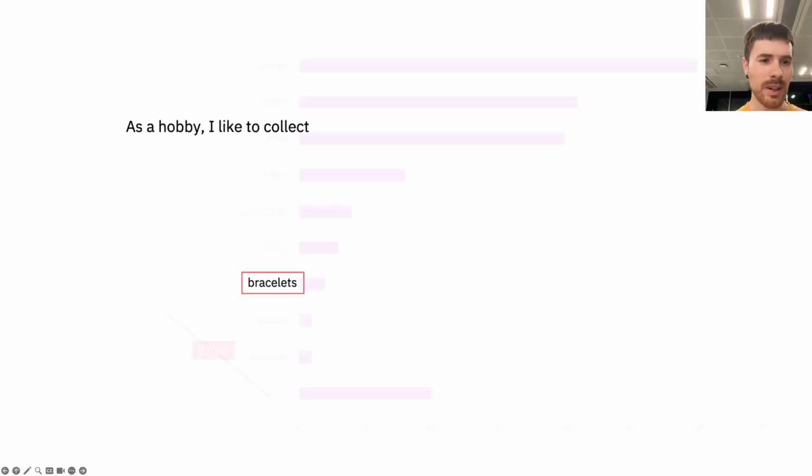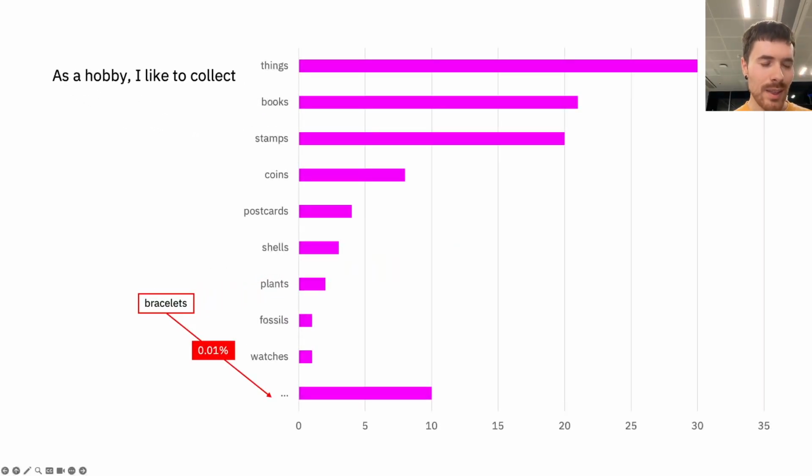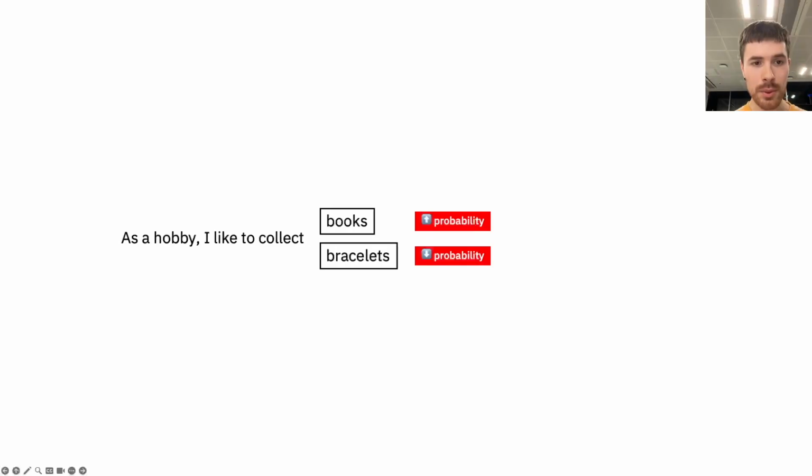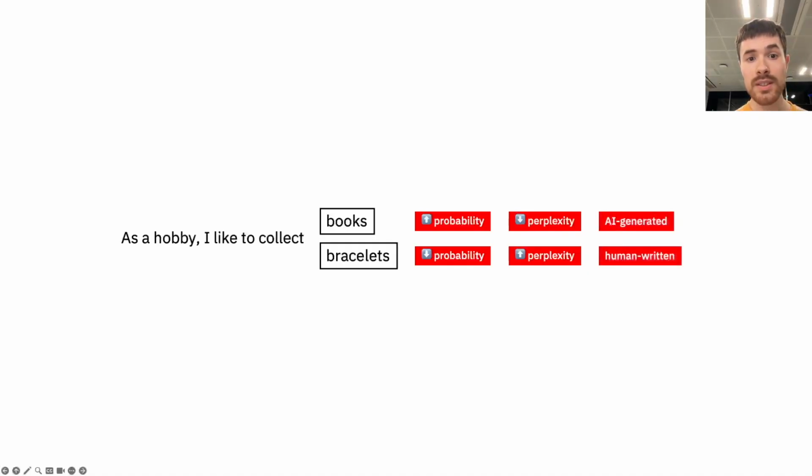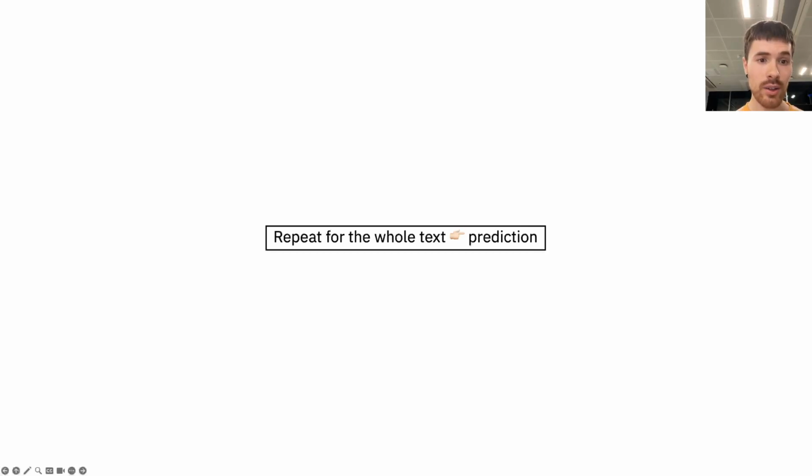And if we take something that's human written, such as a hobby, I like to collect bracelets, that's different, right? Let's go back to the probability distribution. We can see that bracelets is actually very unlikely. Our language model wouldn't have written bracelets because it doesn't think it's very likely to collect bracelets. So the idea here is books has a high probability, bracelets has a low probability. In other words, books doesn't surprise the LLM if it sees that word, while bracelets does, and that means that something is AI generated or human written. That's what we can use to predict if a text has been written by an AI or a human.